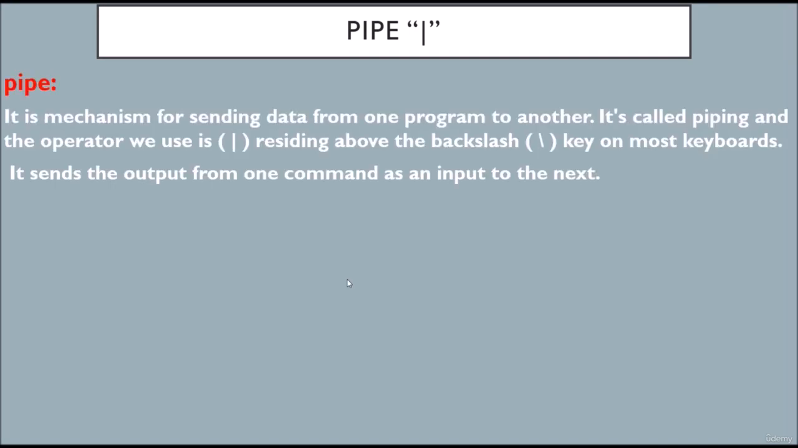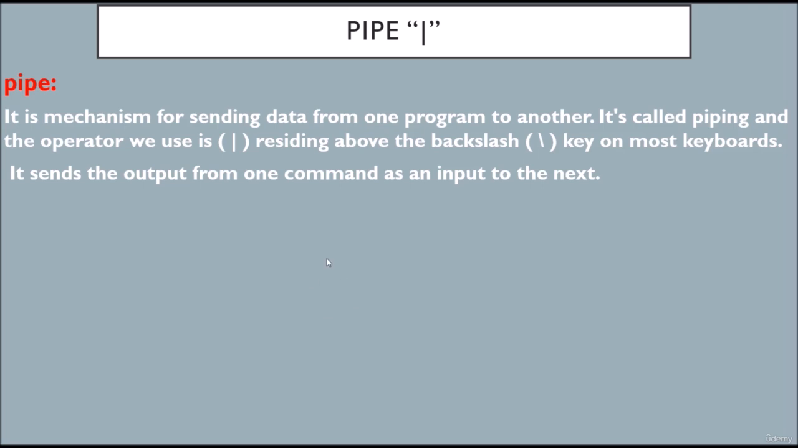In this lecture, we will cover the pipe command. Pipe is a mechanism for sending data from one program to another. It's called piping, and the operator we use is the pipe, residing right above the backslash on most keyboards. So if you press Shift and the backslash, that would be the pipe command. It sends the output from one command as an input to the next.